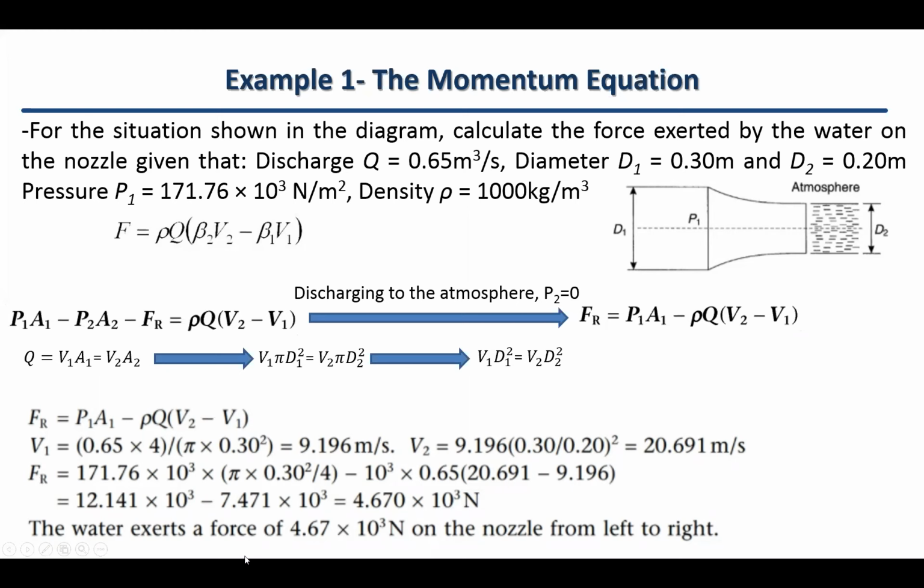So we said that 4,670 newtons is the force applied to this nozzle from left to right. That's the equation, and that's an example for the nozzle.